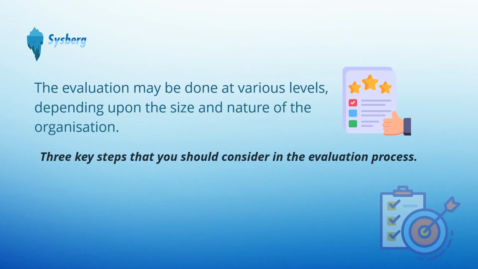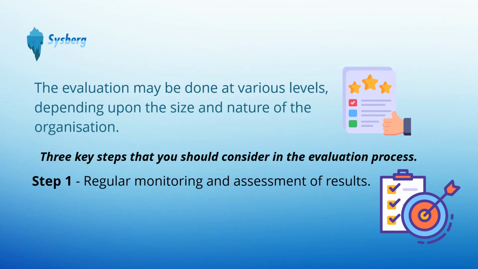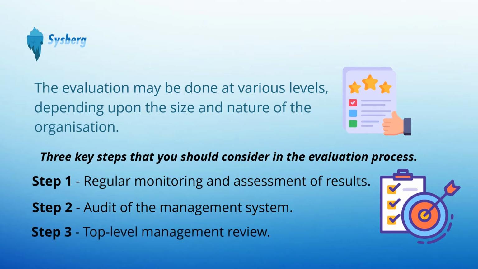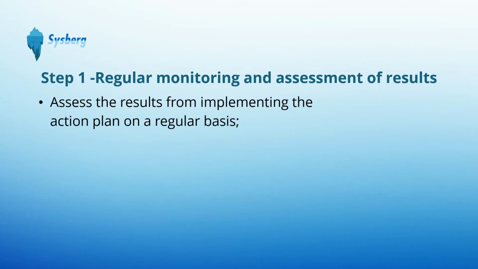However, there are 3 steps that you should consider in the evaluation process. Step 1. Regular monitoring and assessment of results. Step 2. Audit of the management system. Step 3. Top-level management review. So, what should you do in each of these steps? Let's start with step 1. Regular monitoring and assessment of results. Assess the results from implementing the action plan on a regular basis.